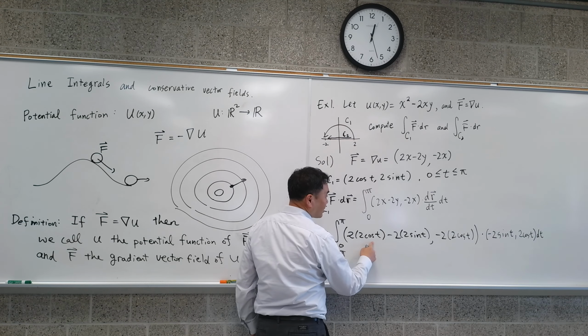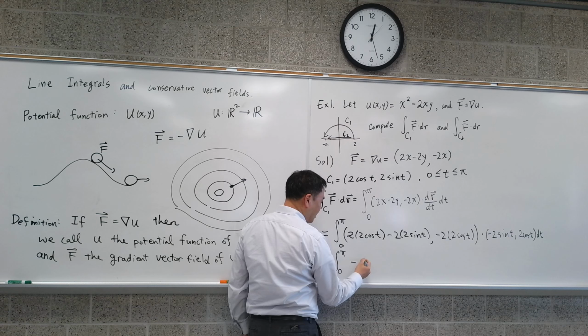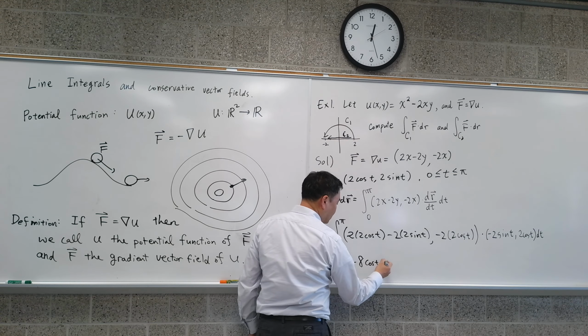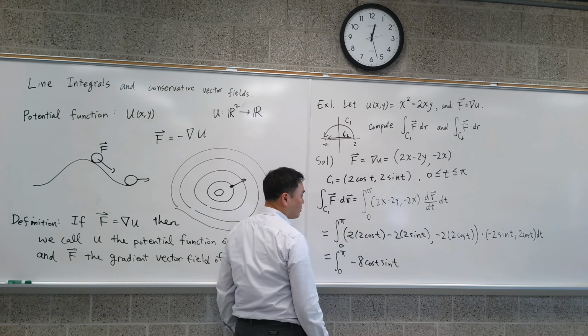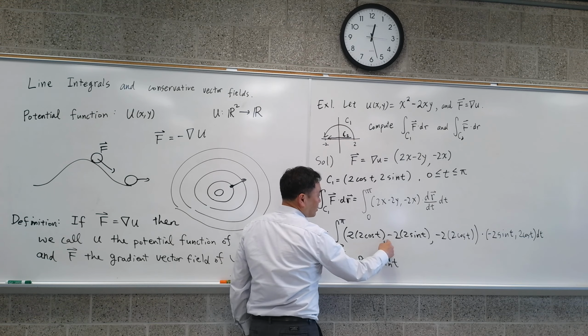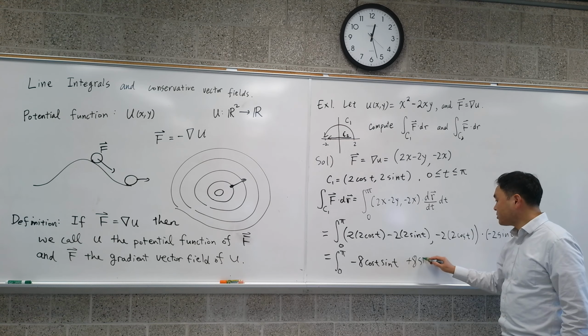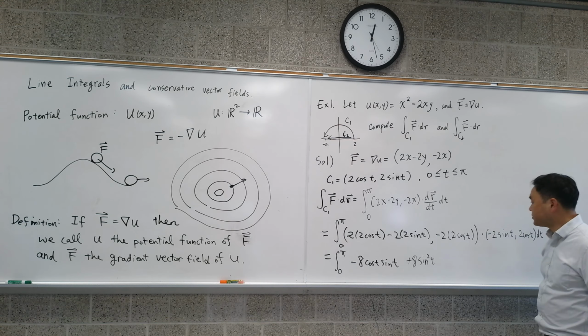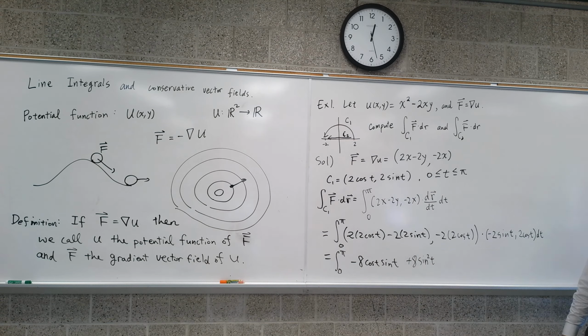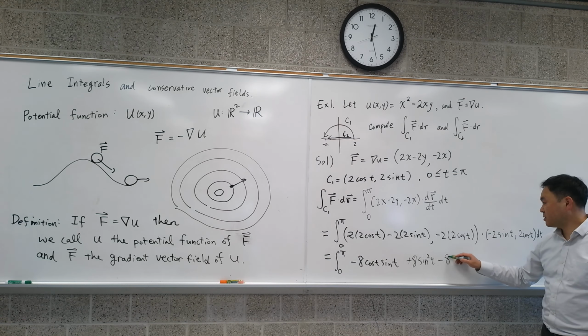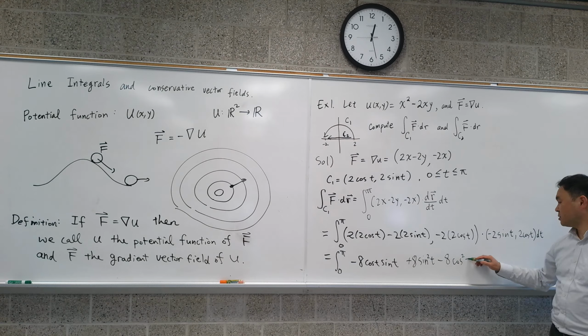This is 4 cosine t times negative 2 sine t, so that's negative 8 cosine t sine t. And then negative 4 sine t times negative 2 sine t, so that's going to be positive 8 sine squared of t. Negative 4, negative, positive, okay. And then negative 4 times 2 is going to be negative 8 cosine squared of t.